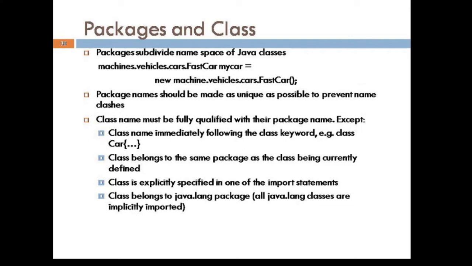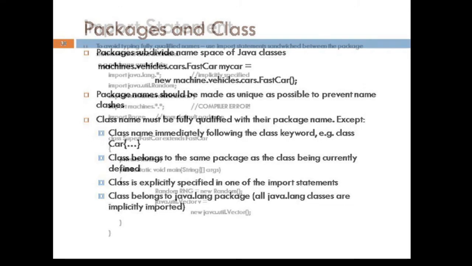Now you don't need to write this whole thing again and again. Suppose you are making an object of type fastCar, then you don't need to write this again and again. You just have to import packages with the help of an import statement, and you will just write import machines.vehicles.cars, and after that dot star or dot fastCar. This will include this class for you, and things will get easier. Then a class belongs to the java.lang package. All java.lang classes are implicitly imported.